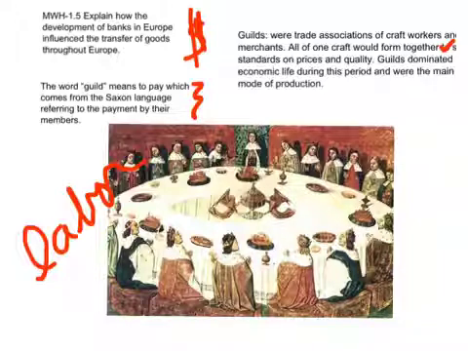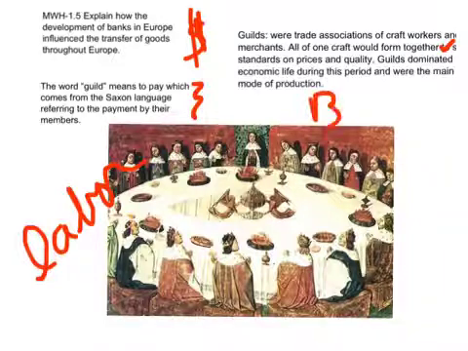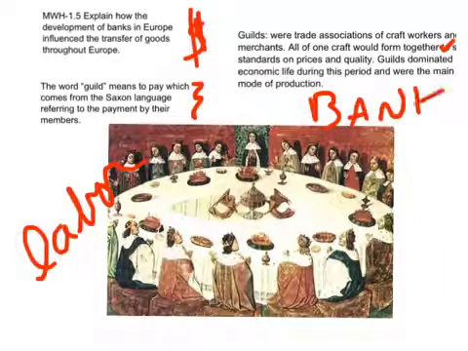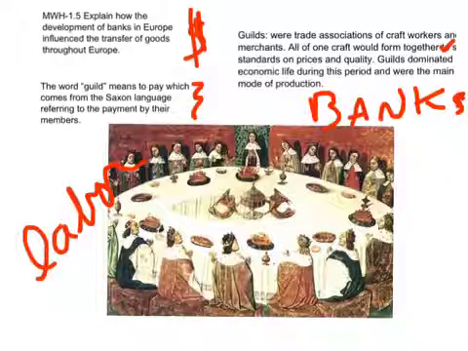Guilds dominated economic life during this period and were the main mode of production. So as we look later, when we talk about banks and finances, it's going to be very important. If their mode of production, their price, the quality, the trade isn't going to be very good unless these guilds produce the products that can be traded around the world, and they're going to bring a good price. Okay.